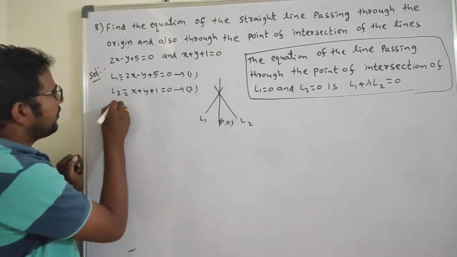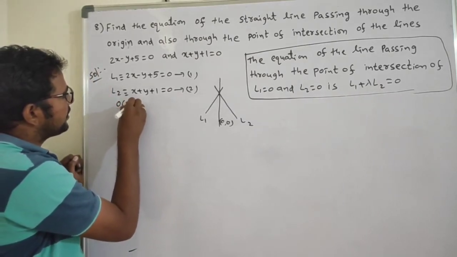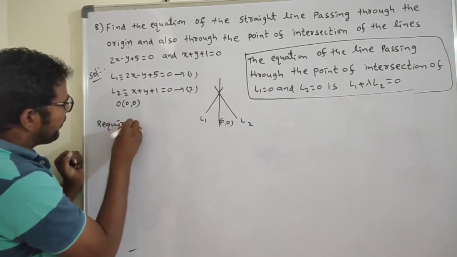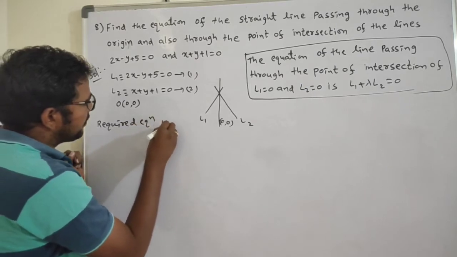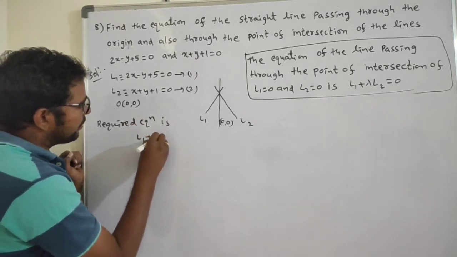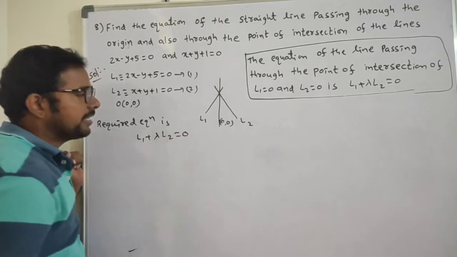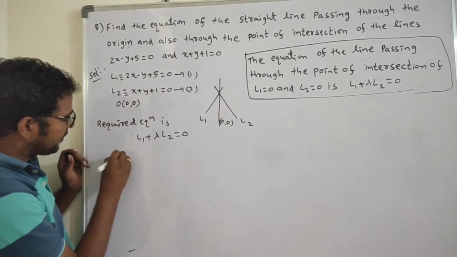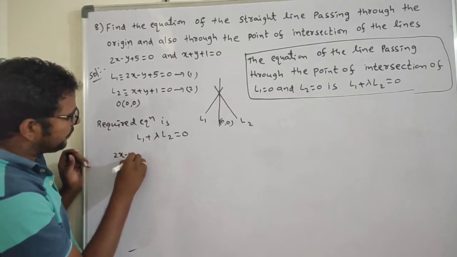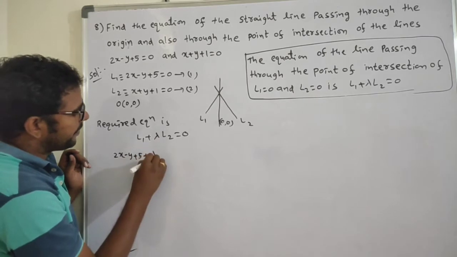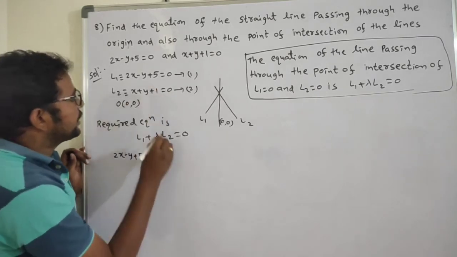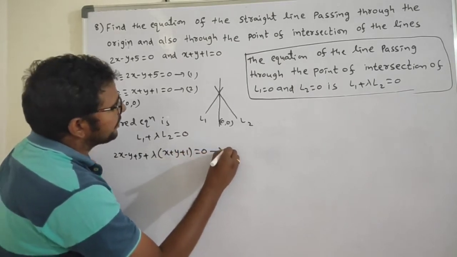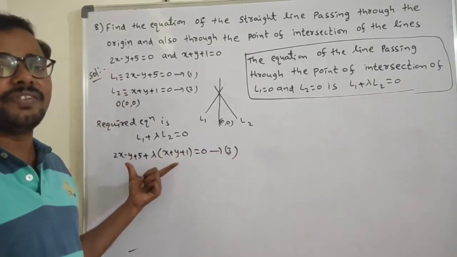So required line is, what is given? Origin O of 0, 0. Required equation is L1 plus lambda L2 equals 0. Now substitute L1 value. What is first equation? 2x minus y plus 5 plus lambda times L2 value, x plus y plus 1, equals 0. Take it as equation number 3. So this is the required equation.